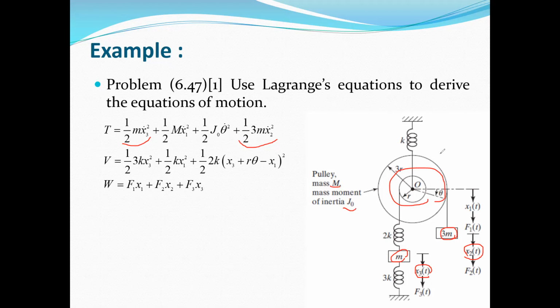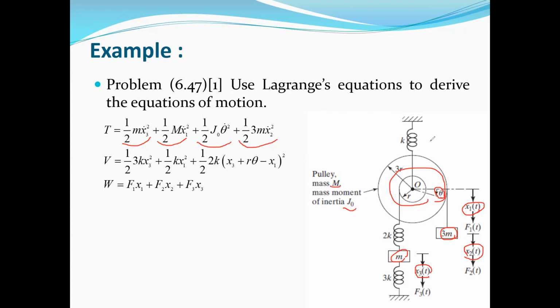Its kinetic energy includes two parts. The first part is due to the translational motion, which is obtained with the degree of freedom x1. So it will be half times M times x1 dot squared, this term. And the other part of the kinetic energy is due to the rotation about its center with the degree of freedom theta, and it's equal to half times J naught times theta dot squared. So this is the kinetic energy.